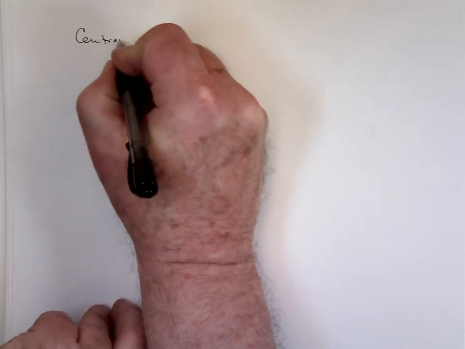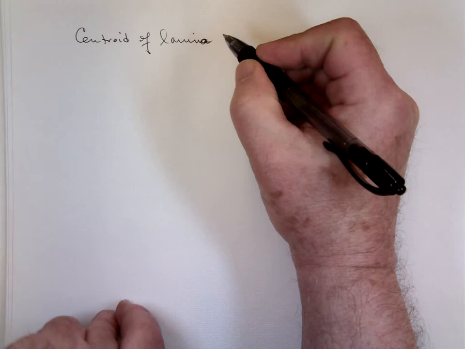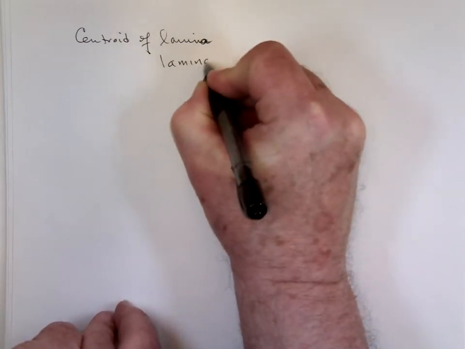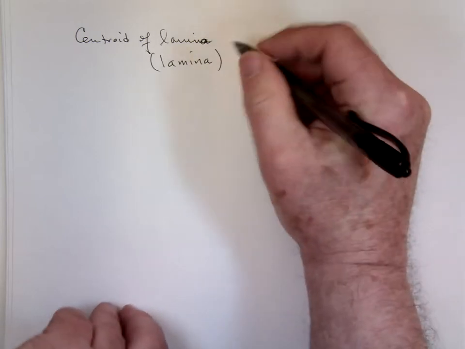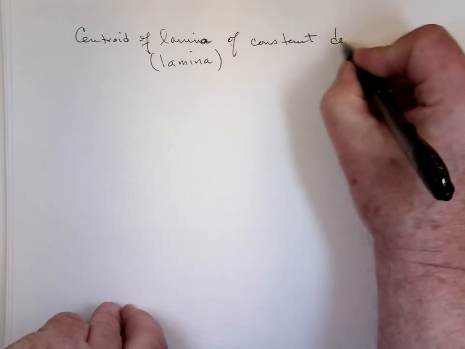Okay. All right, we have two topics to do. The first one is to find the centroid of a lamina of constant density. That word is lamina, I'm not sure how legible it is there.